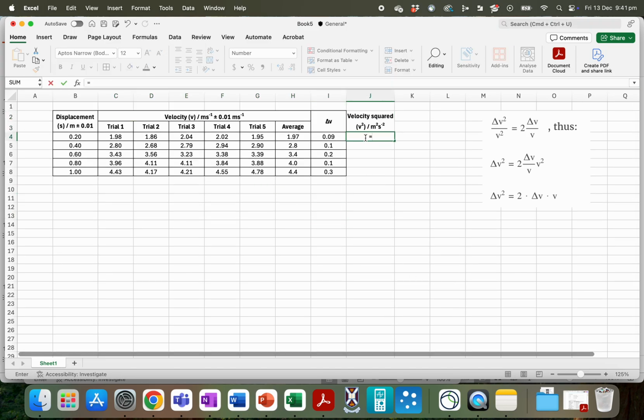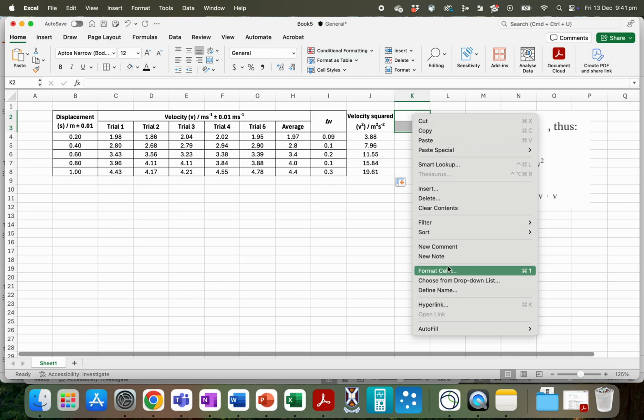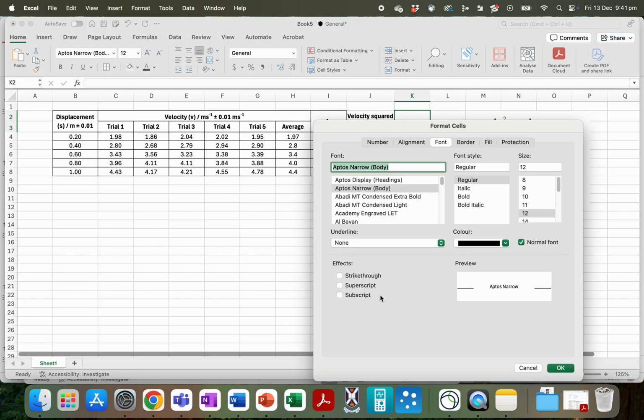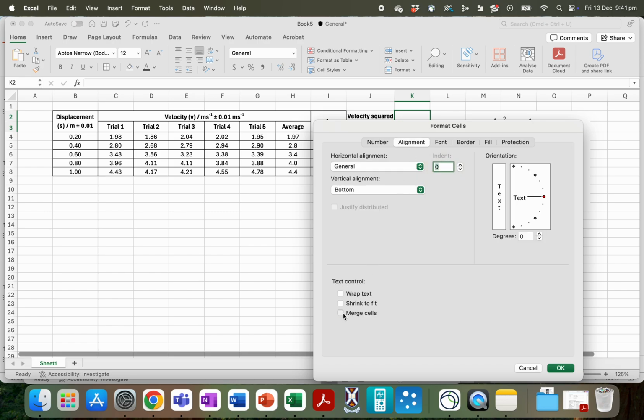All right, now let's actually do the calculation. So equals, and we're going to take the average velocity there and square it. So hat 2, enter, and let's drag that formula down. Okay, now onto the uncertainty. All right, so again, let's merge these cells. You can either go up to the heading and do format cells or right click, format cells. Alignment, merge.